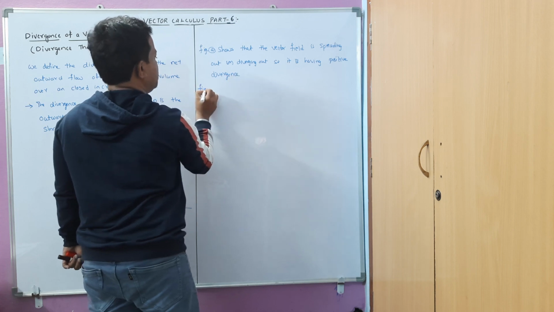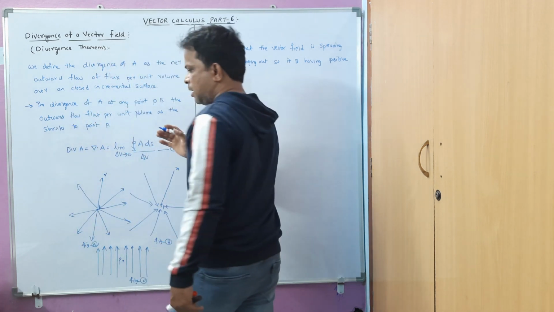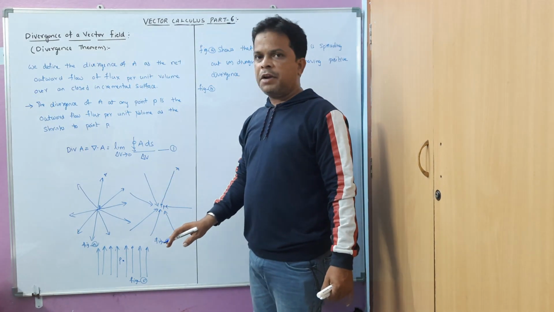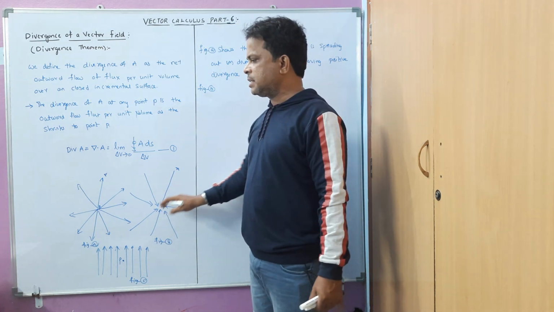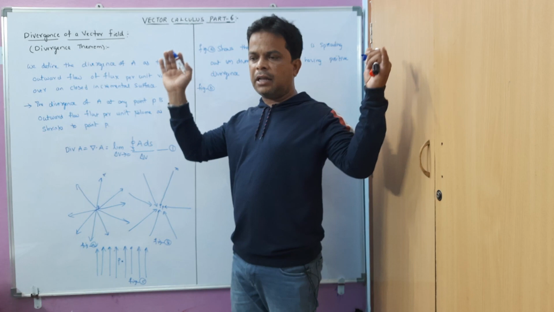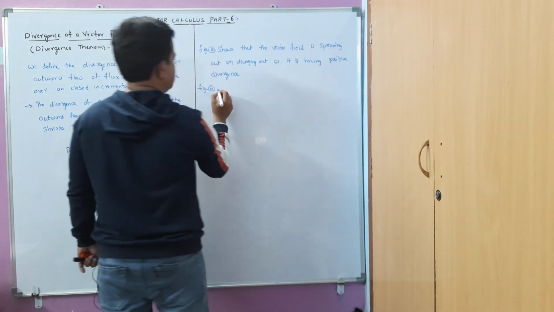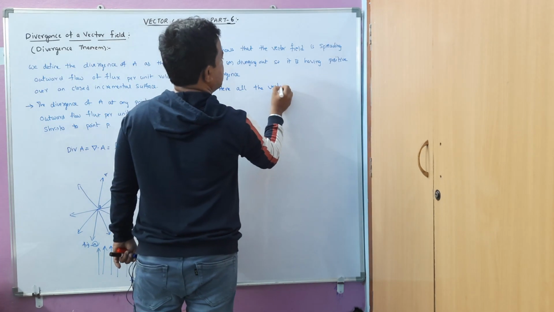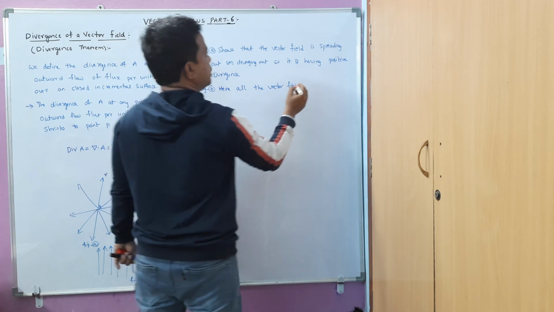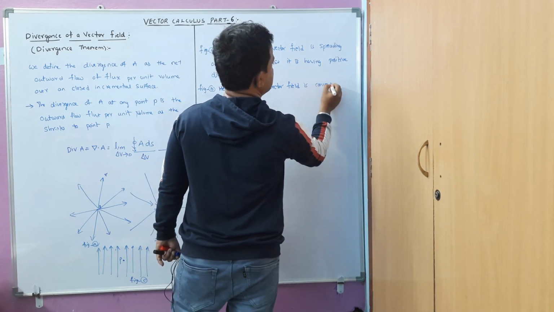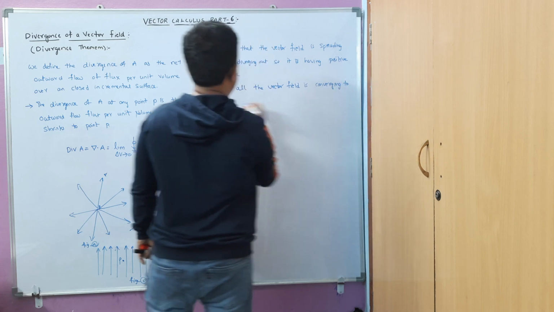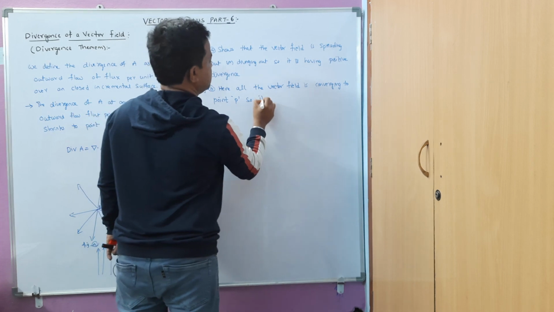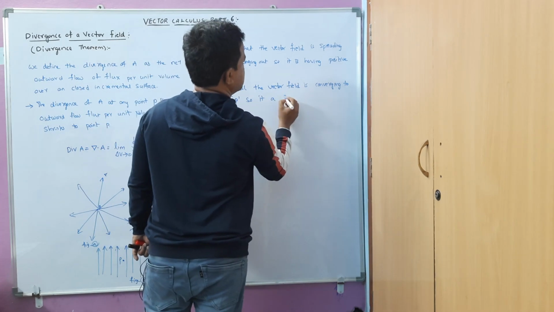So in figure B, you can take all the flux lines, that is the vector field, approaching a point P. So it converges at point P, we can say they all are converging to point P. Okay, here all the vector field is converging to point P. So it is a negative divergence.